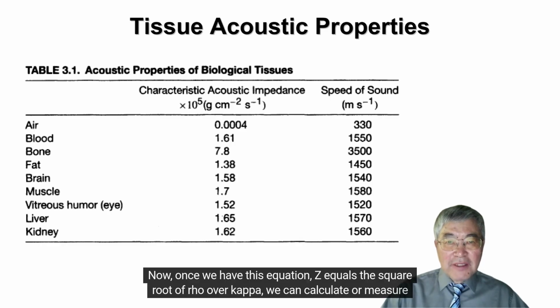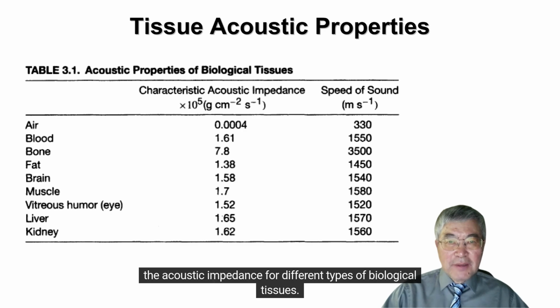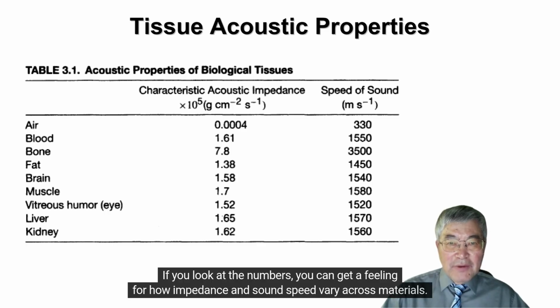Now, once we have this equation, Z equals the square root of RHO over kappa, we can calculate or measure the acoustic impedance for different types of biological tissues. Equation 3.8 and the table shown here give you typical values. If you look at the numbers, you can get a feeling for how impedance and sound speed vary across materials.